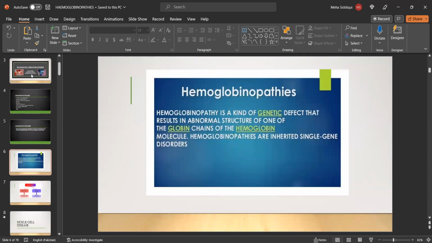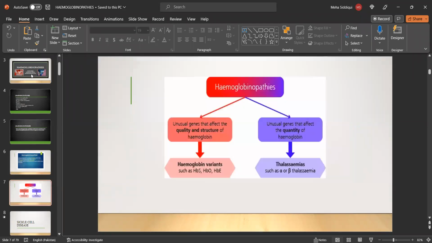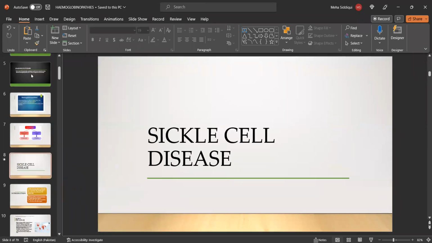Now, what is hemoglobinopathy? It is a kind of genetic defect that results in abnormal structure of one of the globin chains of the hemoglobin molecule. Hemoglobinopathies are inherited single gene disorders. So it could be of two types. If unusual genes affect the quality and structure of hemoglobin, it leads to hemoglobin variants like hemoglobin S, that is sickle cell disease, and hemoglobin O and E. And the other is if unusual genes affect the quantity of hemoglobin, resulting in thalassemia.